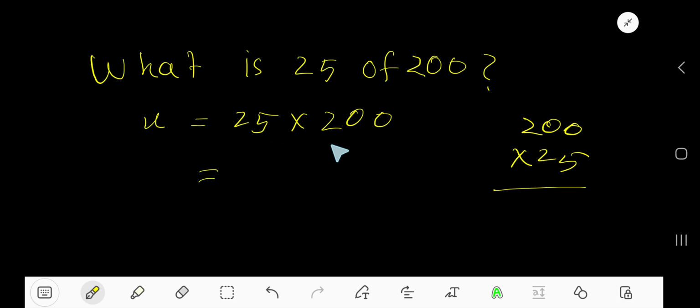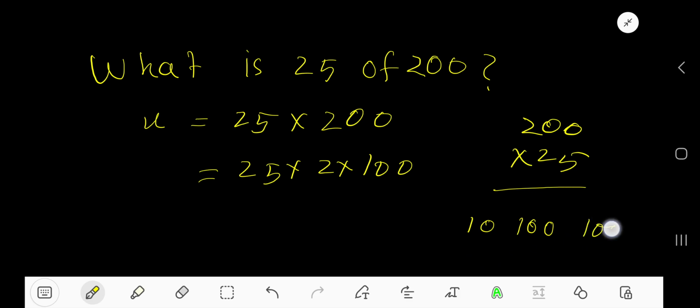This is a whole number, and 200 is a whole number also, but it has trailing zeros, so we can rewrite it like this: 2 times 100. 2 times 100 means 200. Look, 10, 100, then 1000. These are called powers of 10: 10 to the power 1, 10 to the power 2, 10 to the power 3.